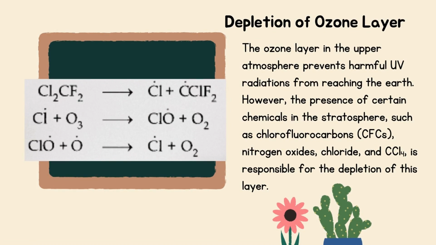Depletion of ozone layer: the ozone layer in the upper atmosphere prevents harmful UV radiations from reaching the Earth. However, the presence of certain chemicals in the stratosphere, such as chlorofluorocarbons, CFCs, nitrogen oxides, chlorine, and CCl4, is responsible for the depletion of this layer.